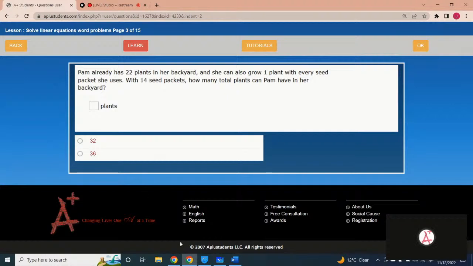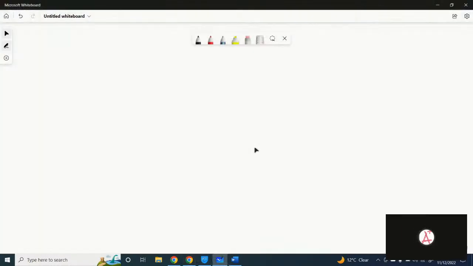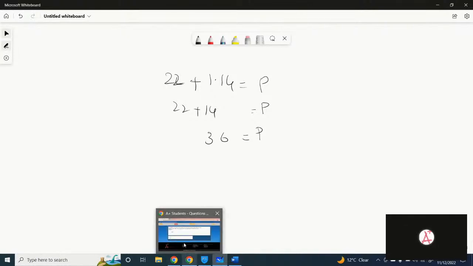Okay, you have to find just the plants in the backyard. Got it? So it would be 22 already, 22 plants. Then you have 1 times 14 equals P. So it would be P equals 22 plus 14. So it would be 4 plus 2 is 6. It would be 36. That means with one pack he can make 36 plants. Got it? Just select the correct option and click on the OK button.